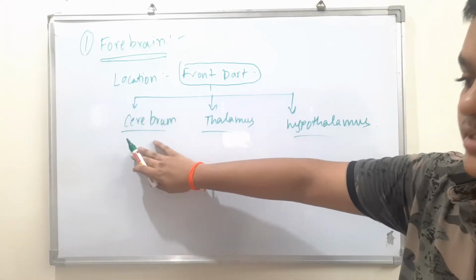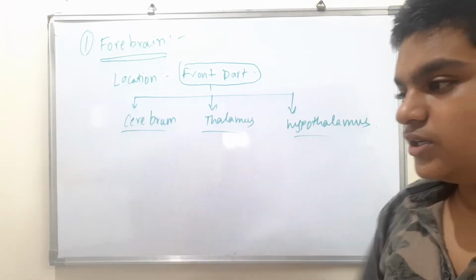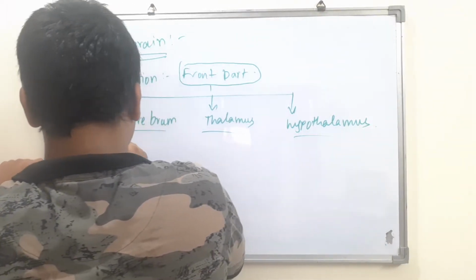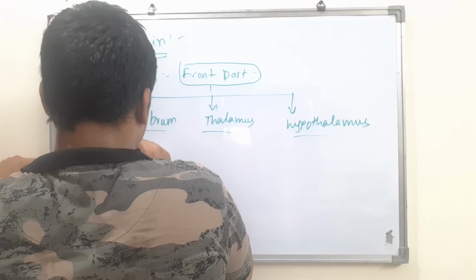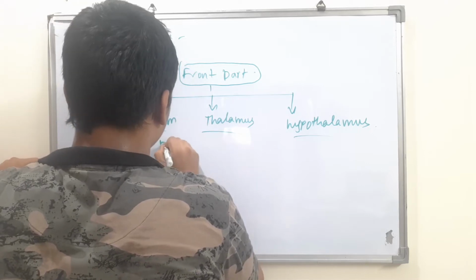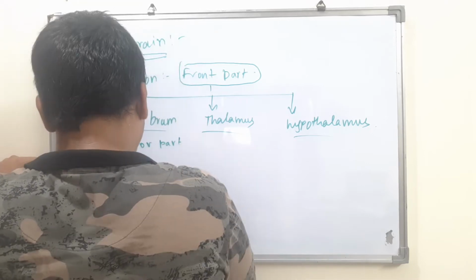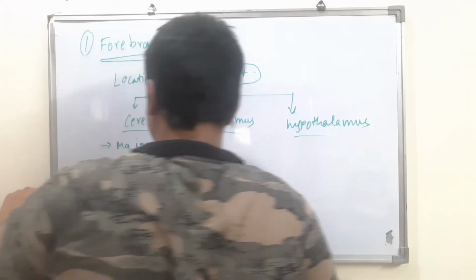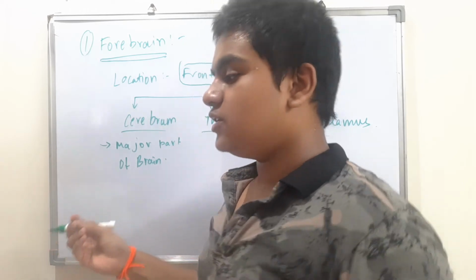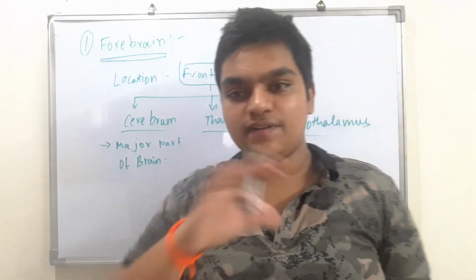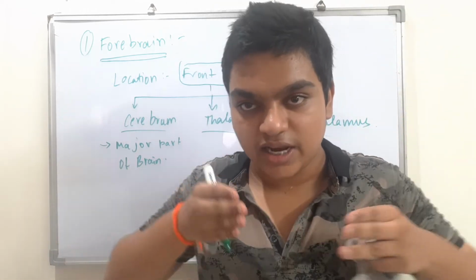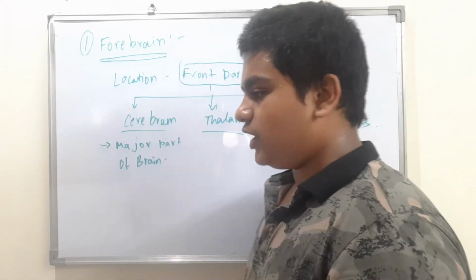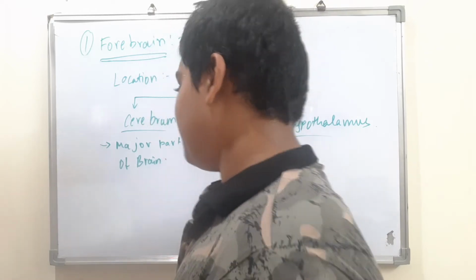Cerebrum is the major part of the brain. Most of the brain is constituted of cerebrum. It is the major part not only of the forebrain but of the whole brain. It is divided into two halves. There is a slight groove in between this cerebrum, a deep cleft, and with the help of this deep cleft we call it a cleft.